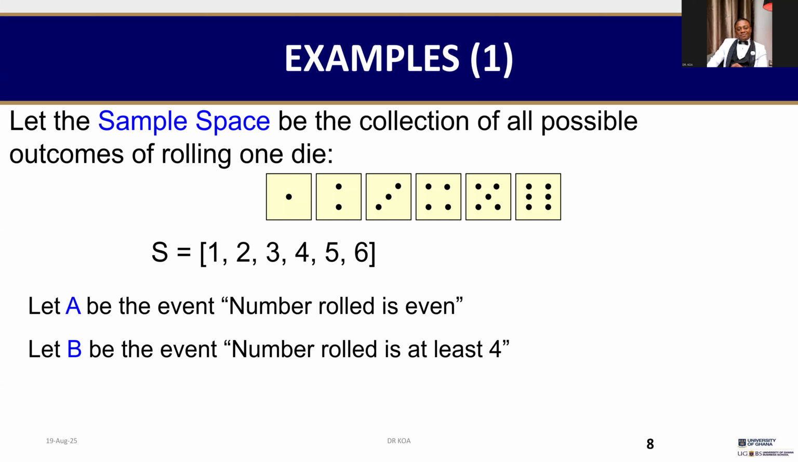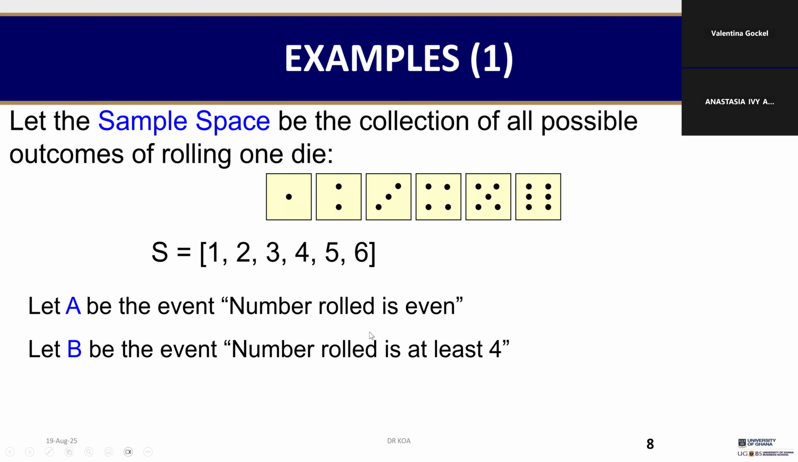So if I roll, the number rolled is 4, that is event B. And the first one is the number rolled is an even number. What will be the answer for event A? So A is an even number. What will be the possible answers for A, given the sample space above? Anastasia, you raise your hand.